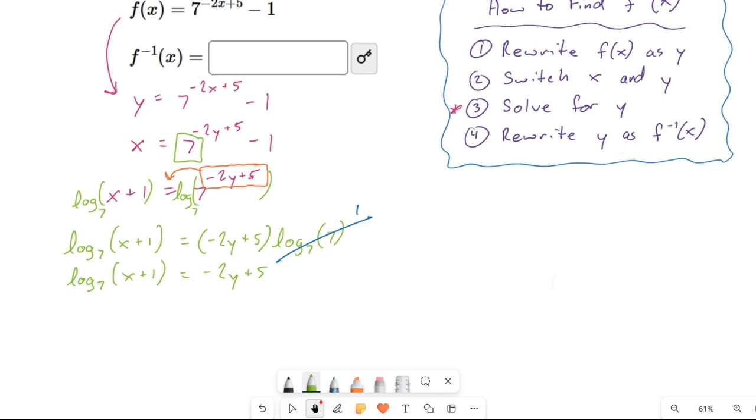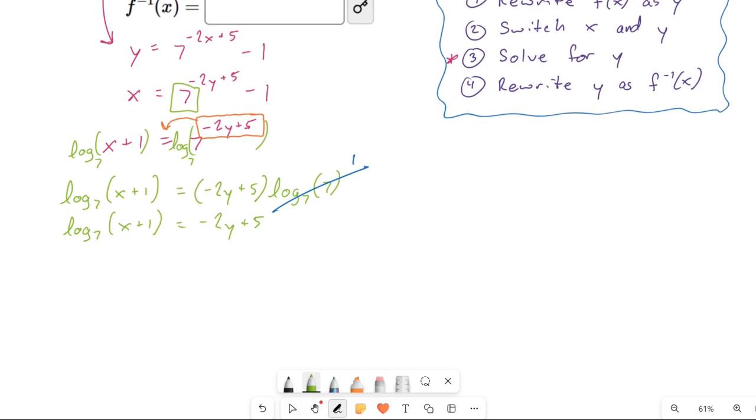Well, that's quite nice. Now I just need to get y by itself. Remember, I'm still solving for y here. So I'm going to subtract 5, like so. And now I have negative 2y. And now all I need to do is divide by negative 2. So, whoopsie-doo, like that. And it crosses out on this side.